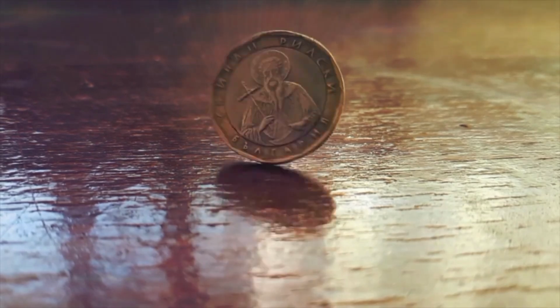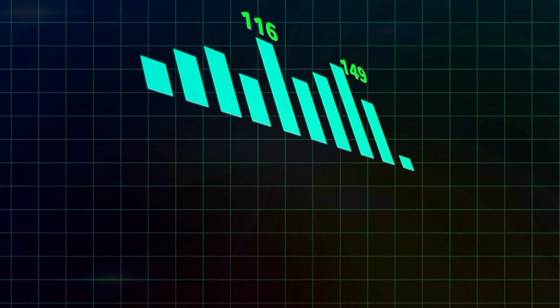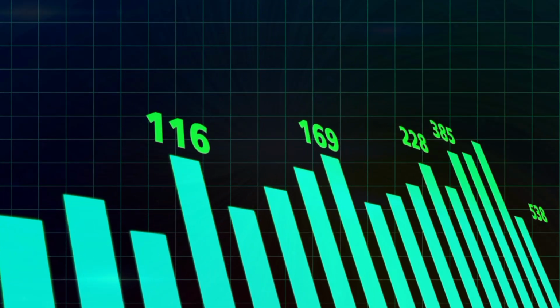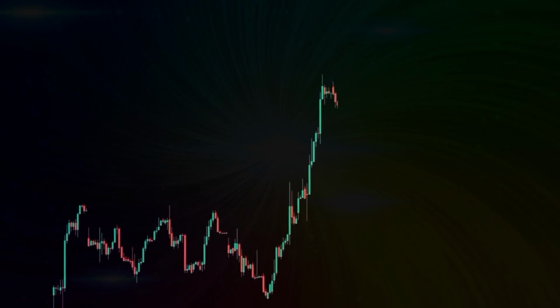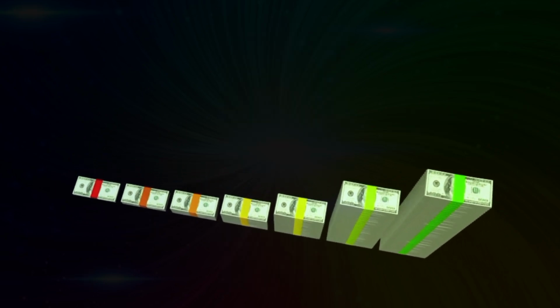Master this strategy first before funding your Forex account. Let's start, guys. Reversals. One of the best ways to trade because you are sniping the exact point where price changes direction. Meaning if you trade the exact reversal point, you are not only getting insane risk-reward ratios, but you're also making a ton of profit on top of it.